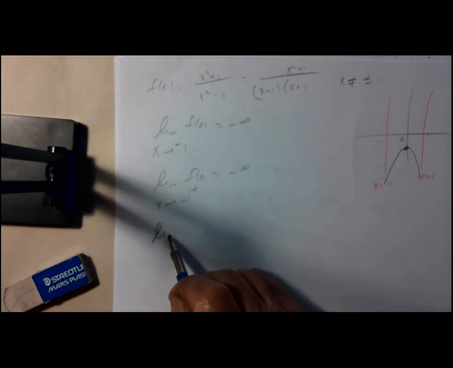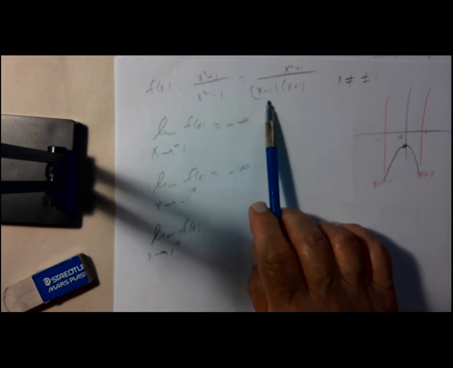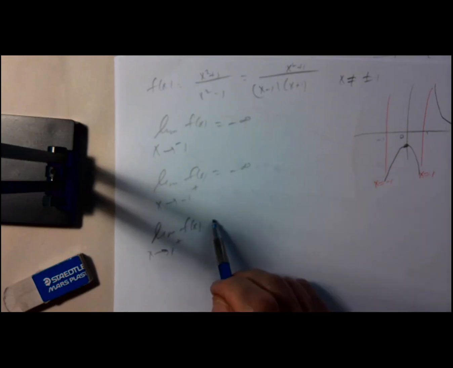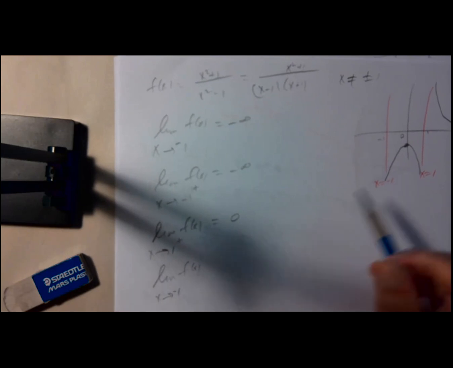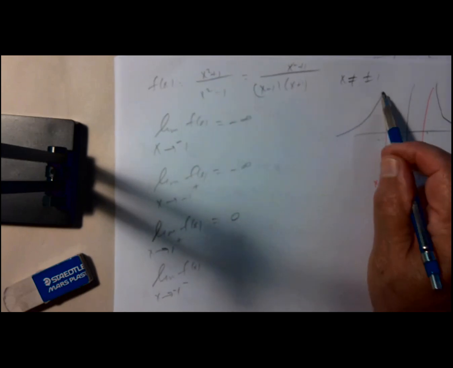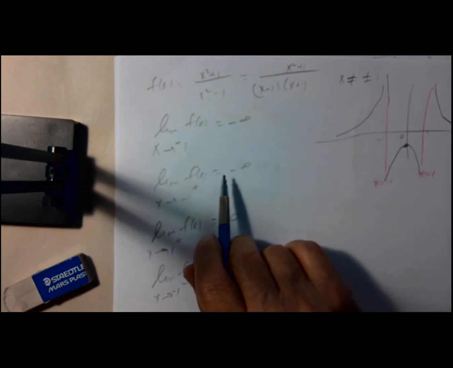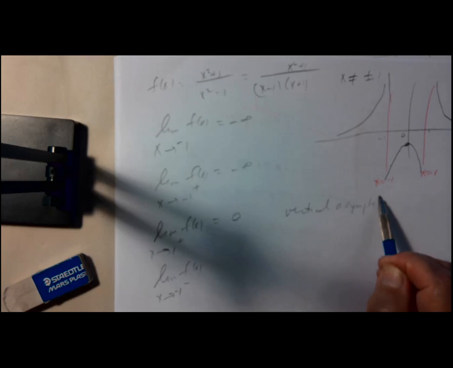What about the limit of f of x as x approaches 1 from the right? When x is bigger than 1, this is always positive. So it's positive, and the denominator is going to 0. And as x approaches minus 1 from the left, something bigger in absolute value than 1, this is positive. So positive, and this is going to infinity. So that's what the graph of this function looks like. And there are two vertical asymptotes at x equals 1 and minus 1.